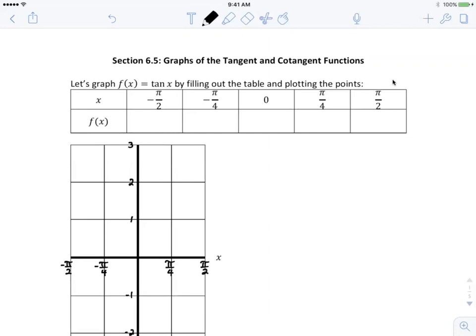We're going to continue with graphing. Going to move on to a couple of new ones, tangent and cotangent. We're going to do them all eventually, but we've done sine and cosine. Now it's time for tangent, cotangent.